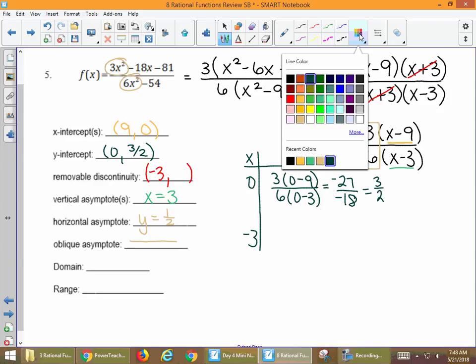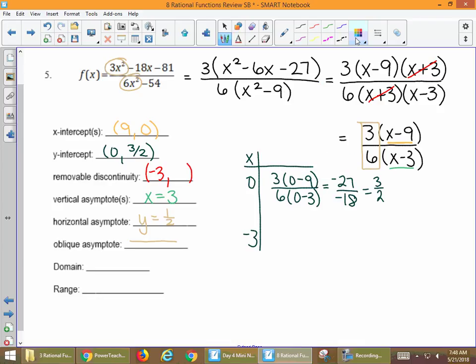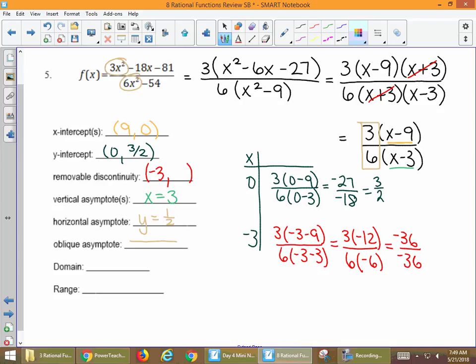And our last little piece there is the y value of our removable discontinuity, so we'll plug in negative 3. Negative 3 minus 9 is negative 12. Negative 3 minus 3 is negative 6. So negative 36 over negative 36, positive 1.